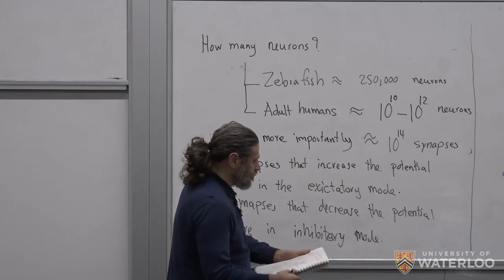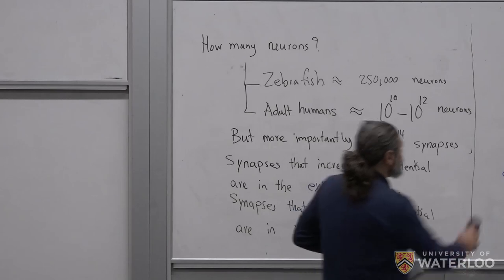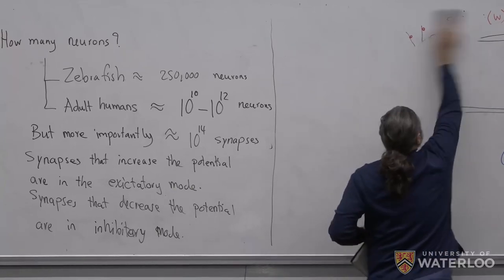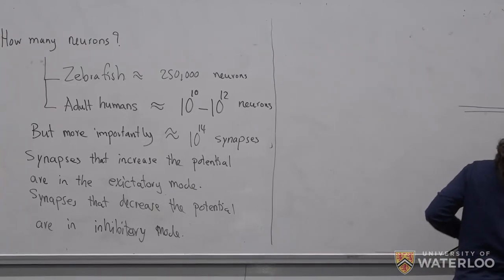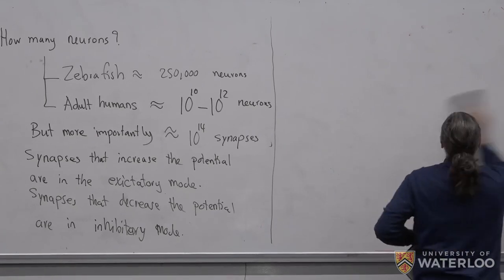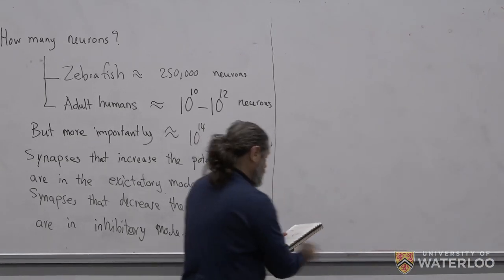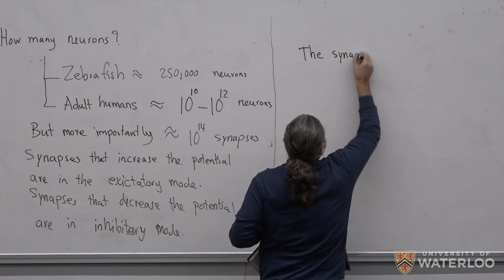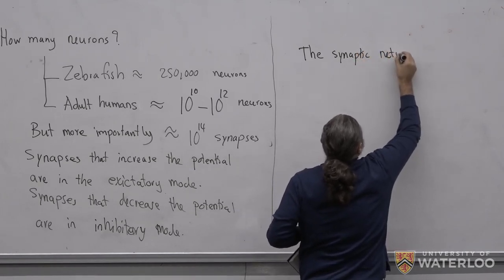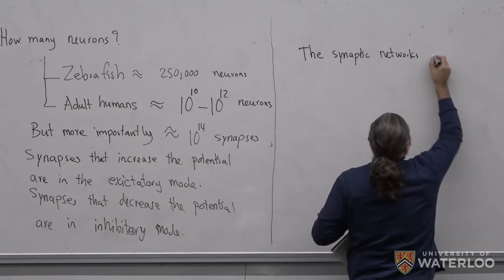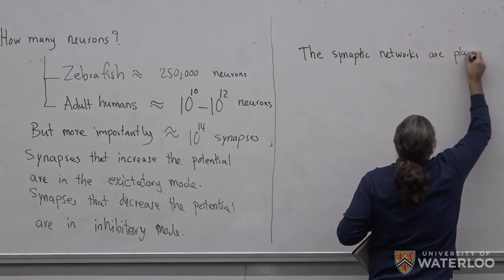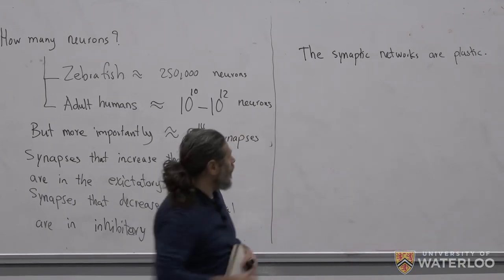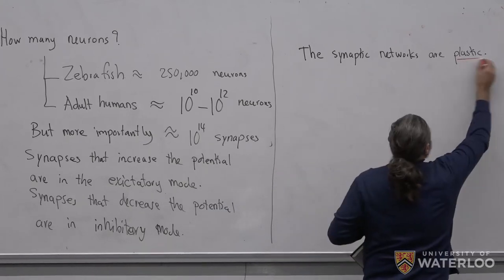So one thing we know from neuroscience is that the synaptic networks are plastic. The synaptic networks are plastic. This we didn't know.